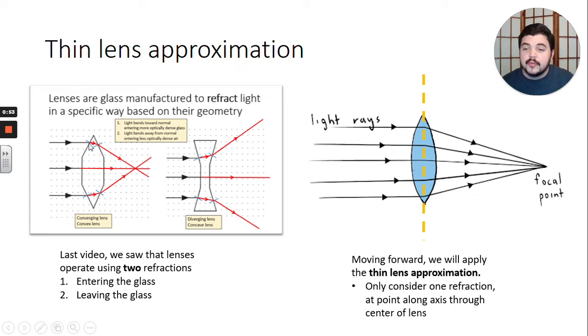Instead of two refractions, one when the light enters the lens, one when it leaves, we're going to look at just the one principal axis, or one axis that runs through the center of the lens, and pretend that the refraction happens there. So that's the idea behind the thin lens. Pretend there's one refraction, but we're keeping in the back of our mind there really are two refractions because the light both enters and leaves the lens.